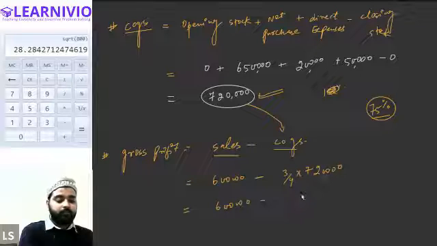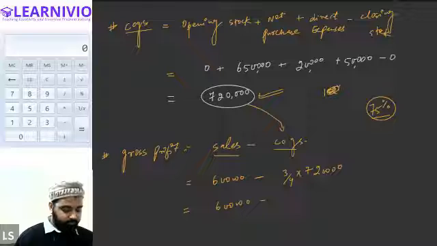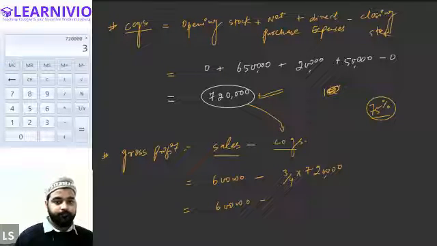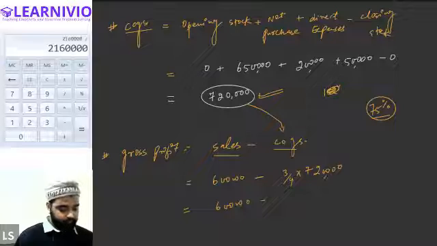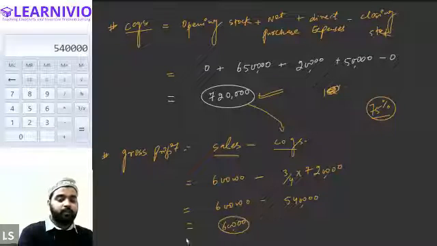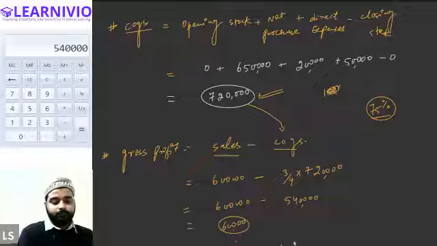So 6 lakh minus 3 by 4 of 7,20,000. Let me calculate this. 3/4 of 7,20,000 will be 5,40,000. So 5,40,000 is the value of the cost of goods sold. Now we are able to find out the value of the profit. Profit will be 60,000. Tell me everyone, is this clear, all of you? Yes, sir.